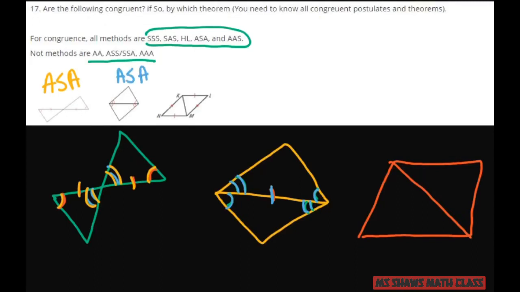Now for this one, we have these two sides are congruent. These two sides are congruent. And again, by reflexive property, they share this side, so it's congruent to itself. So these triangles are congruent by side, side, side.